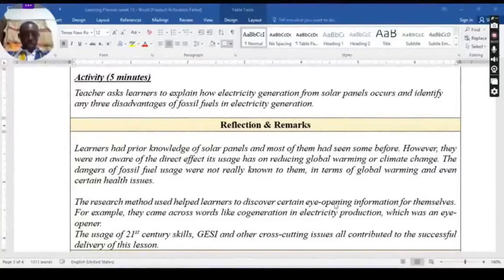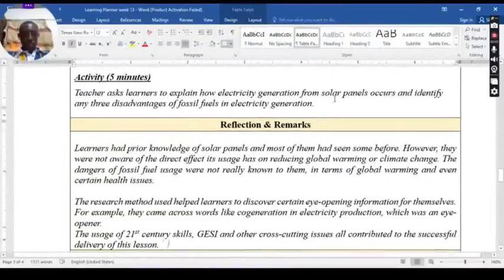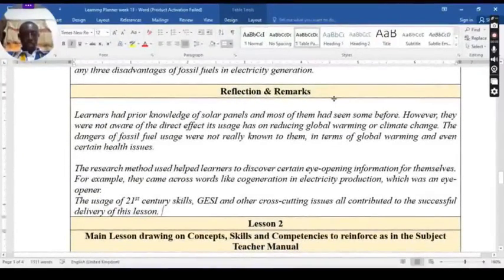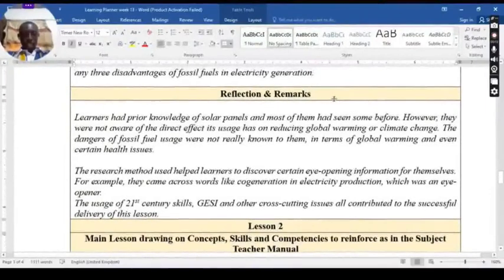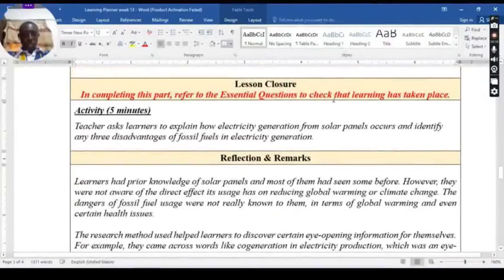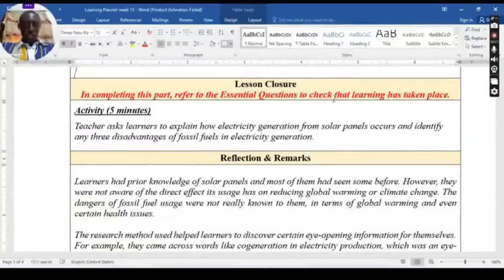Alright, so let's look at the last part, reflection and remarks, for lesson 1. Now you see that I edited the lesson closure because I understand what it entails. So imagine if you don't understand it, how can you make corrections? If you duplicate somebody's own, how can you make corrections? So you have to know how to populate the learning planner. Very important.